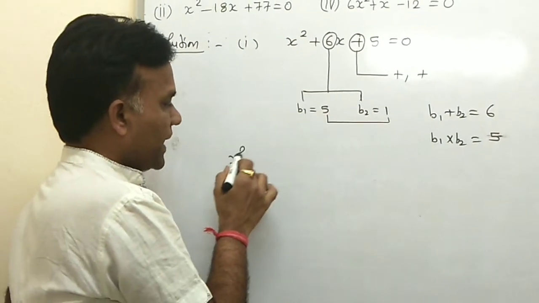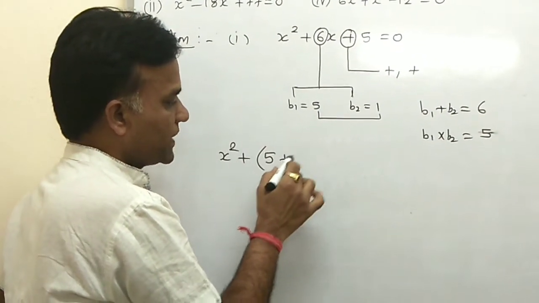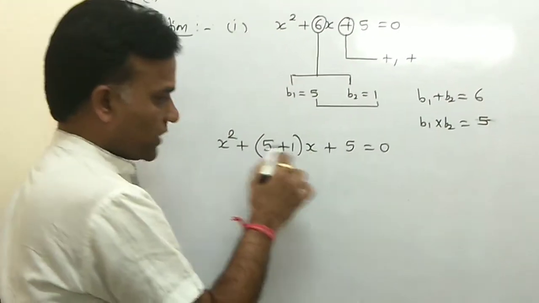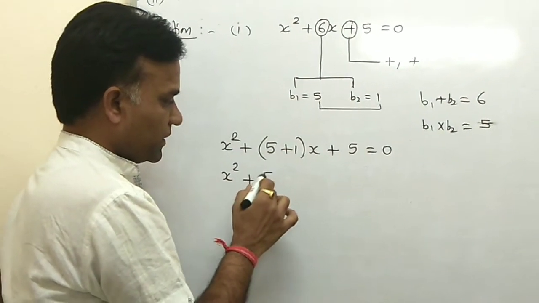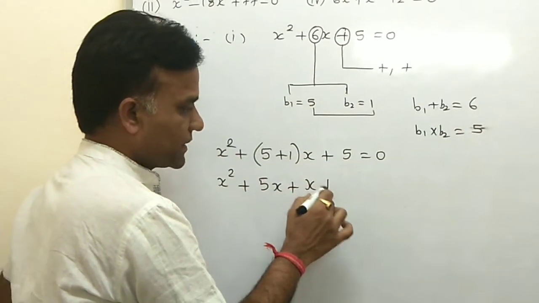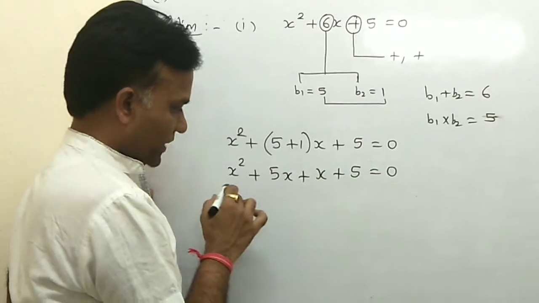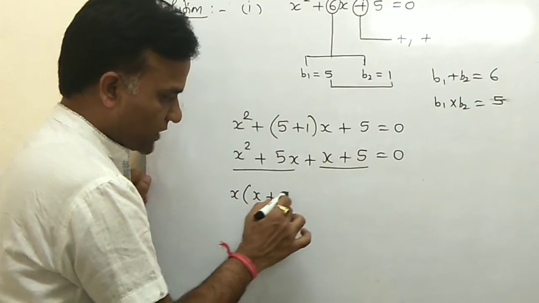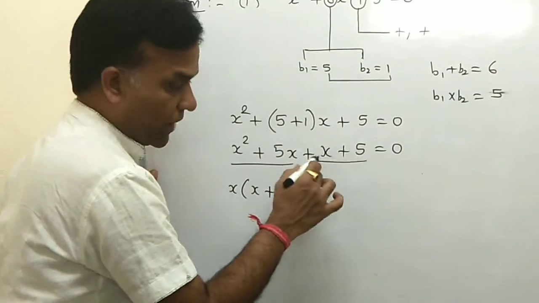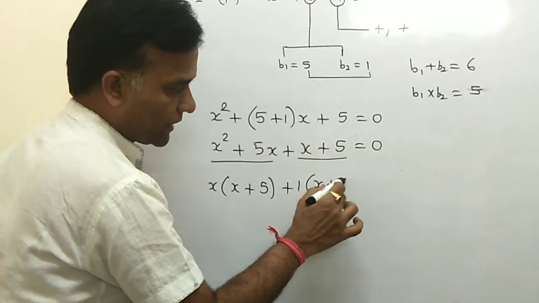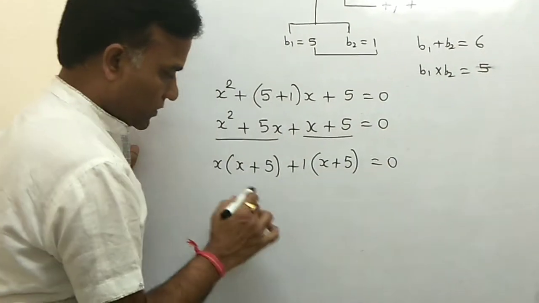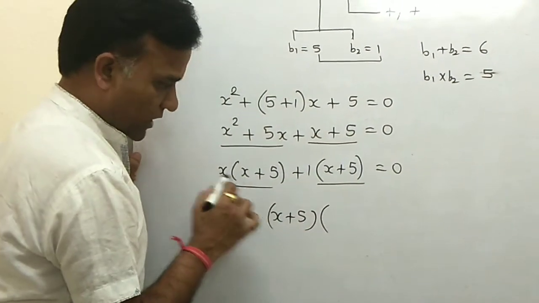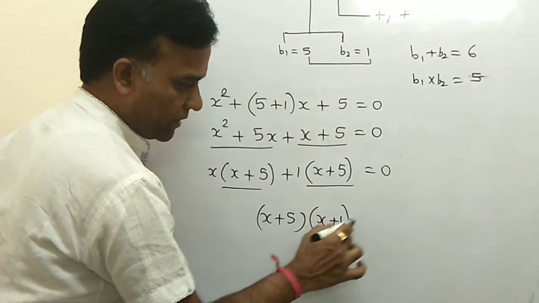So you have x square plus 5 plus 1 of x plus 5 as it is equal to 0. Okay, so now open the bracket, then x square plus 5x plus x plus 5 equal to 0. Then you make the pairs, the first pair and the second pair. In the first pair you take out x, so you have x plus 5, and then plus, no value is common, so you put outside 1, and then x plus 5 equal to 0. So x plus 5 is overall common, so you put x plus 5 outside, and then here you have x, here 1, so x plus 1 equal to 0.